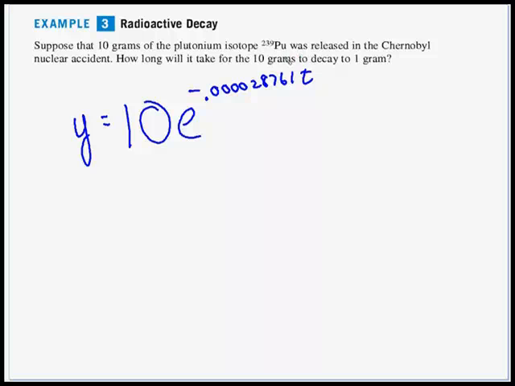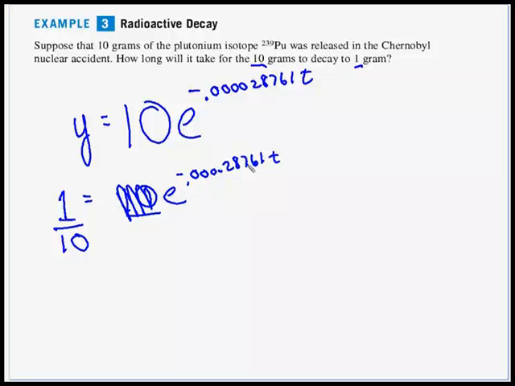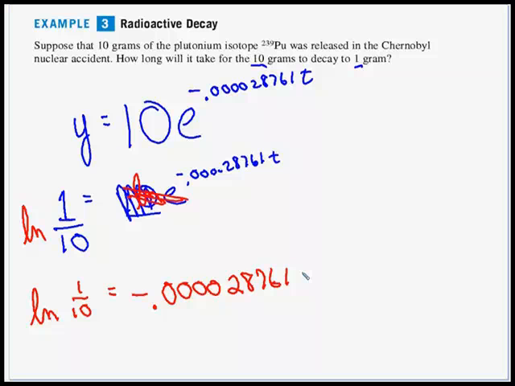So we're solving for t, and if we went from 10 grams down to a gram, that's our y value. Our y value is 1 gram, and we want to solve 1 equals 10e to the negative 0.000028761t for t. So divide by 10, and we're going to get 1/10 is equal to e to that power, and then we take the natural log of each side. The natural log of 1/10, or 0.1, is equal to negative 0.000028761t, since the natural log takes care of the base e.